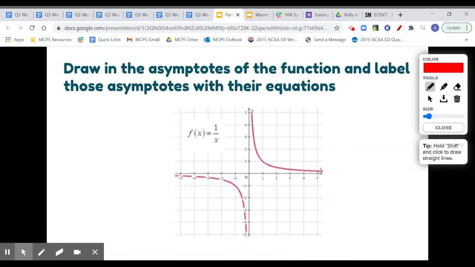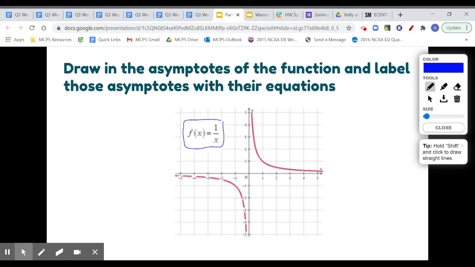Hey guys, in this video we're going to do a little bit of an introduction to rational functions. So just reviewing what our two parent rational functions look like. Here we are looking at our first parent rational function. It is the function 1 over x, and this is what the graph looks like.